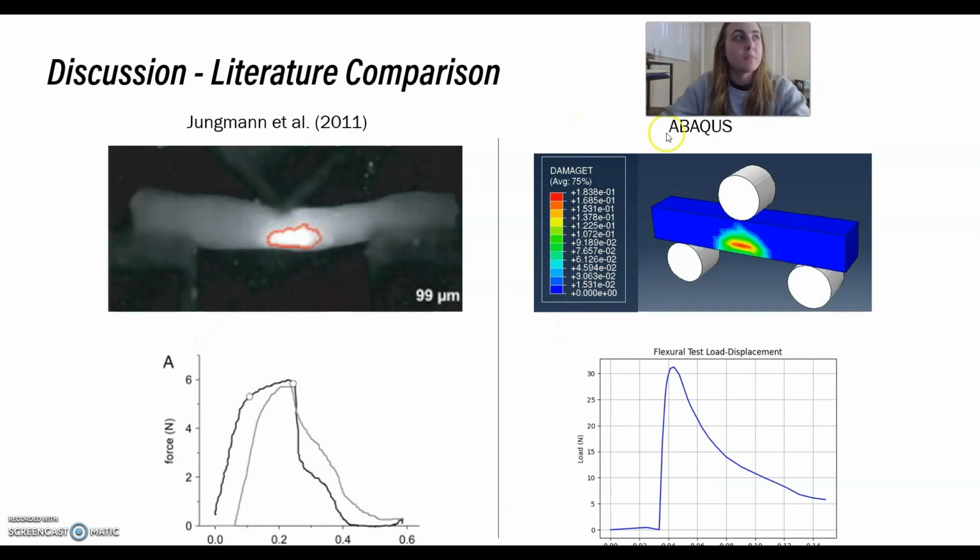So this is the literature comparison that I mentioned earlier. Just here I want to compare the Abaqus results to the literature mentioned by Jungmann and others, where there are major geometric differences, but this is trabecular bone, it's spongier, and the dimensions are different. But I do want to look at the comparison. You can see the stress whitening, the damage accumulation that's occurring, and also this force versus displacement curve. While it's different in magnitude, the trends are sort of similar here.